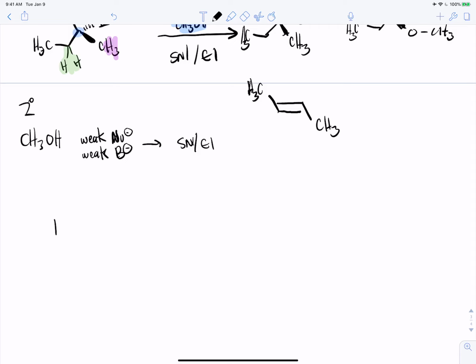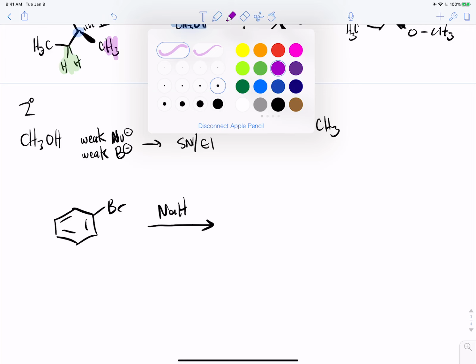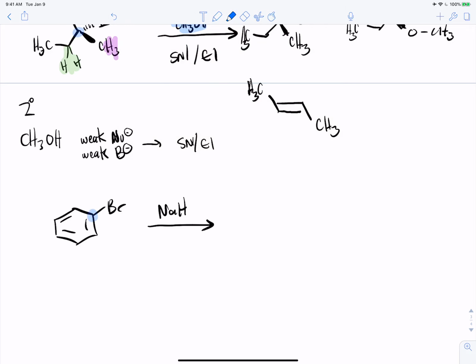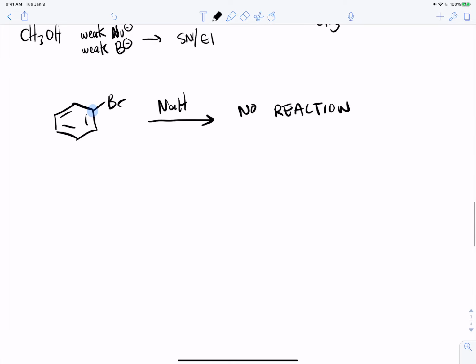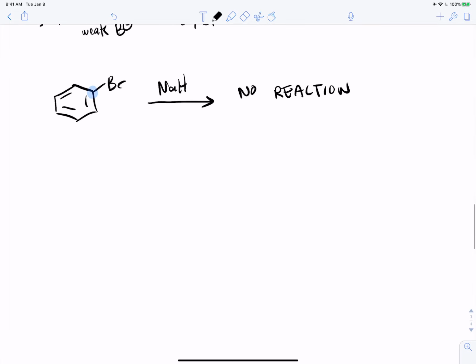Okay, next problem in the book is this. I'm glad we could revisit this. Here we have this, and we've got sodium hydride. The thing that should stand out to you immediately is that we have an sp2 hybridized carbon there, and we're just going to say no reaction. So we don't have to worry much about that. Next example. We're kind of speed running these workbook problems.